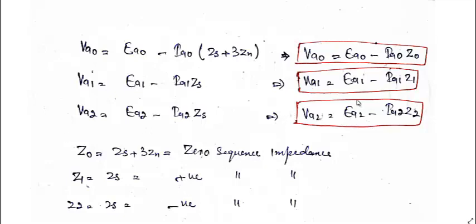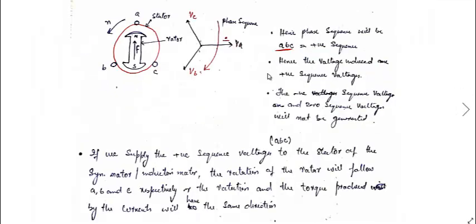Now we have to see where these EA0, EA1 and EA2 will come from and what their values will be. So I'll go to the basic structure of the synchronous machine. This is the stator, which is drawn here in red. This is the phase A conductor, phase B conductor, phase C conductor. Actually it should have been A dash, B dash, C dash.